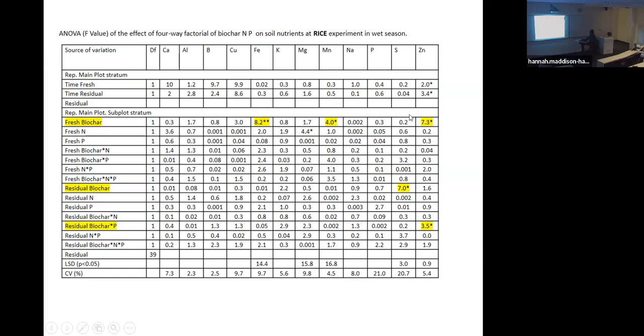Zinc is similar to the soil with biochars fortified for capsicum in the dry season, and this has also increased the level of zinc in the soil. While residual biochars affect sulfur in the soil, residual biochars fortified with phosphorus also affected zinc content in the soil.